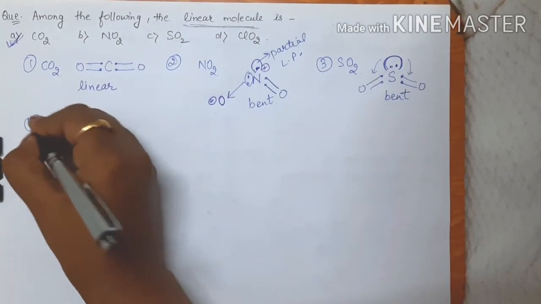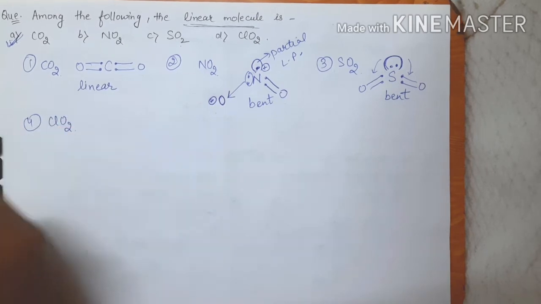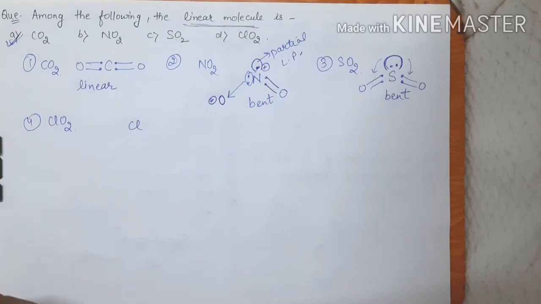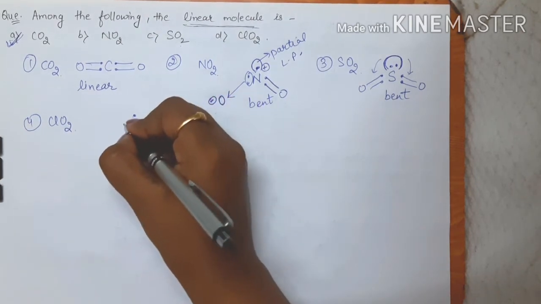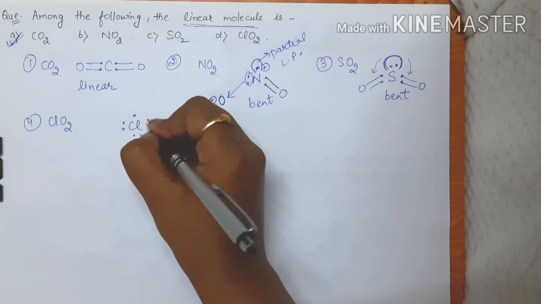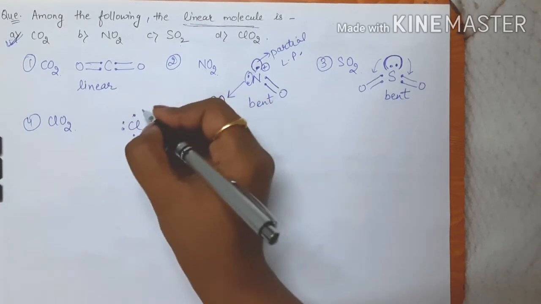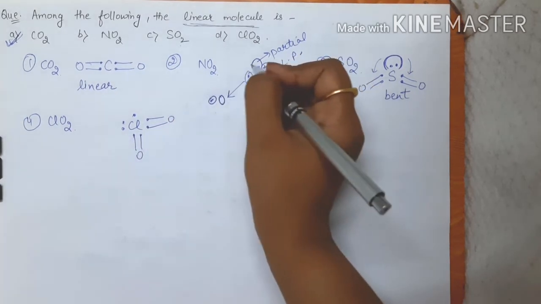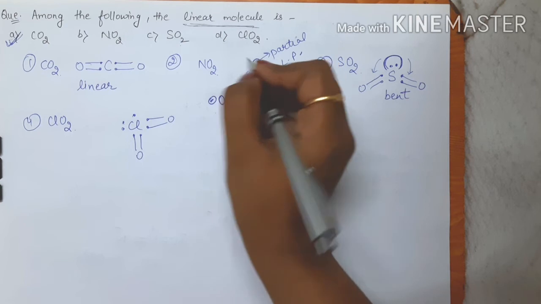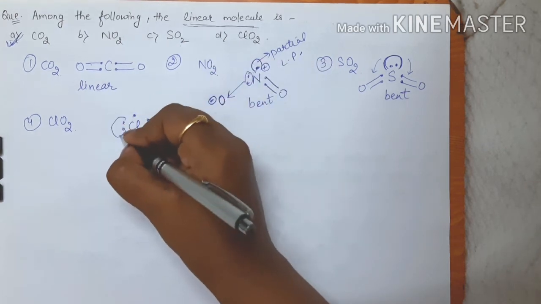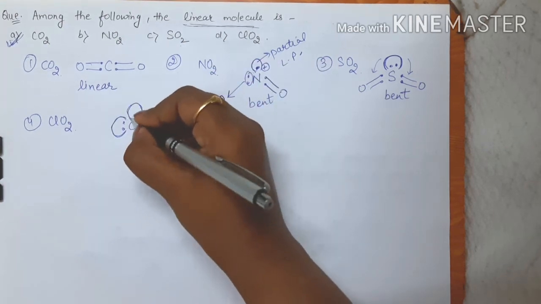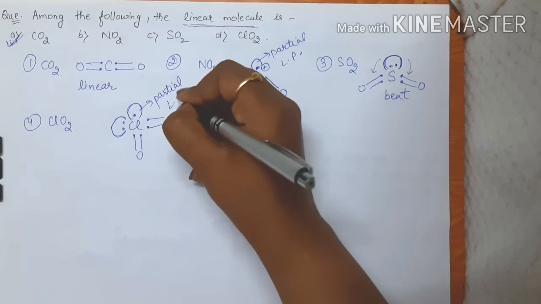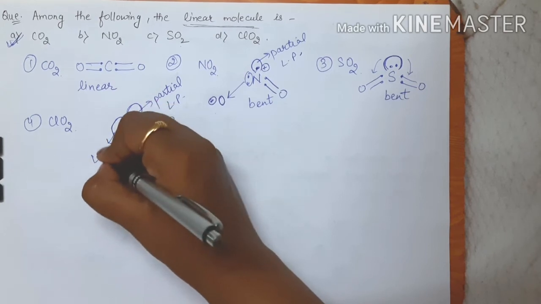Now the fourth molecule, which is ClO2. Here chlorine is the central atom. Chlorine belongs to the halogen family, so it has 7 electrons in the valence shell. Now it has 2 oxygens. It will be doubly bonded because oxygens are bivalent. So this chlorine also has 1 lone pair and 1 partial lone pair. This is a partial lone pair and this is a lone pair.